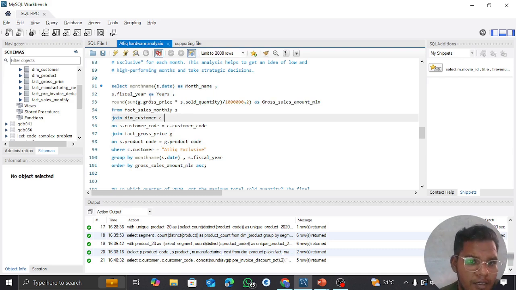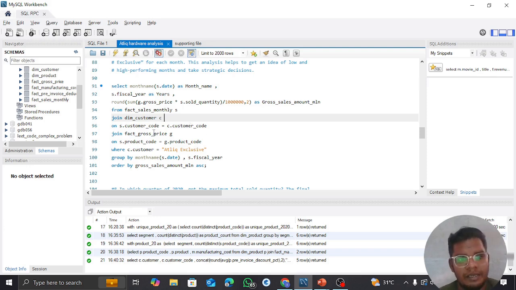In the fact sales month we have the month table and the month name, and in the gross price table we have the gross price, and in the sales table we have the sold quantity. Okay, the gross price is in the fact gross price table, because the fact table is nothing but the transaction table. Dim table is nothing but the dimension table and the entities. I don't need to explain all those things, because it would take a long time.